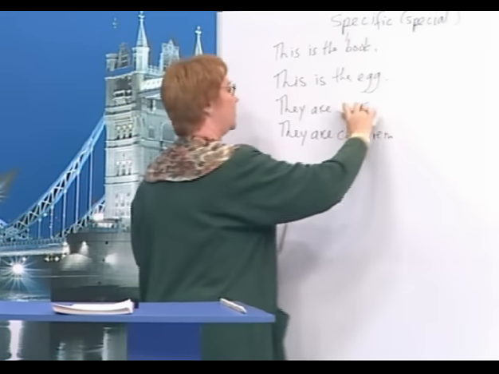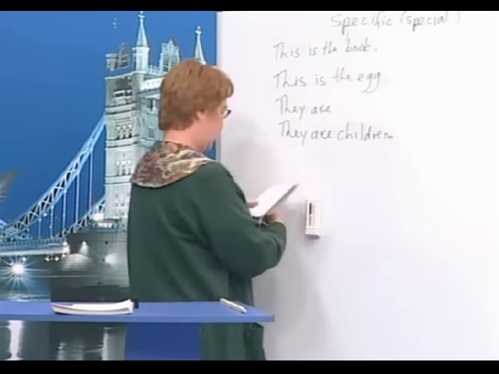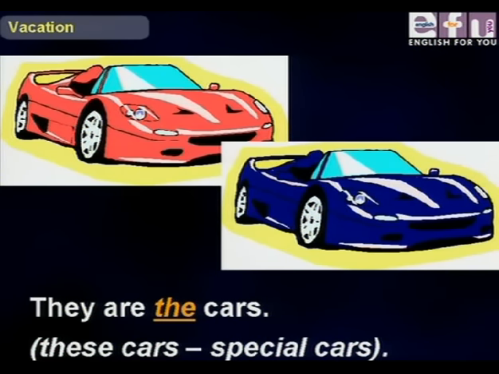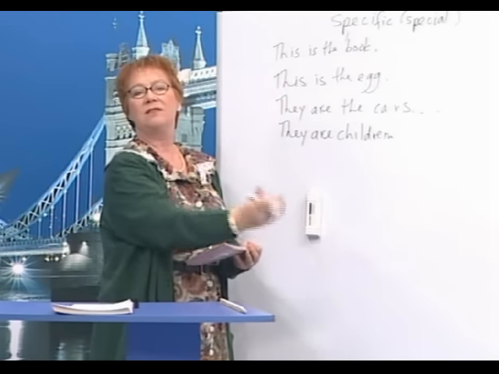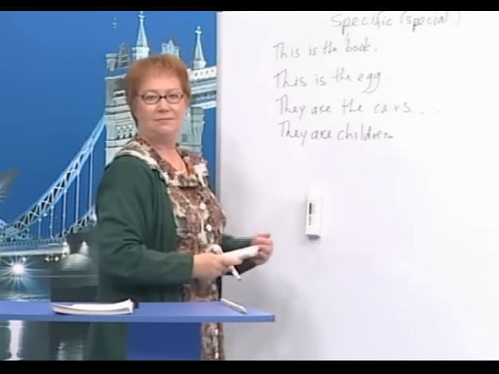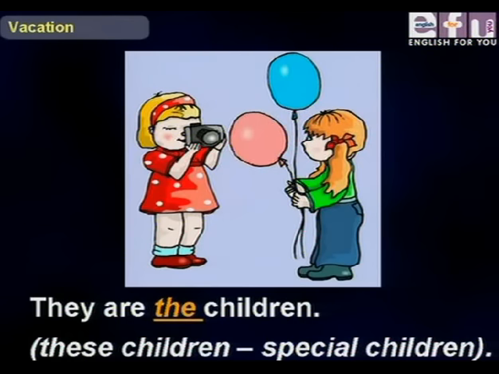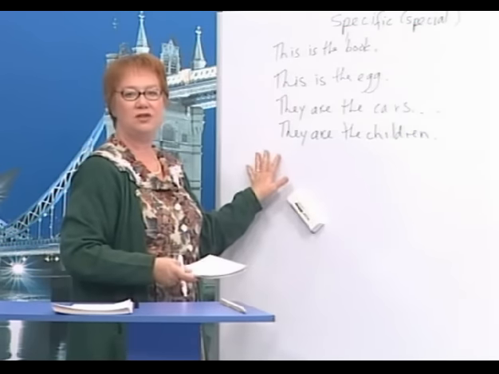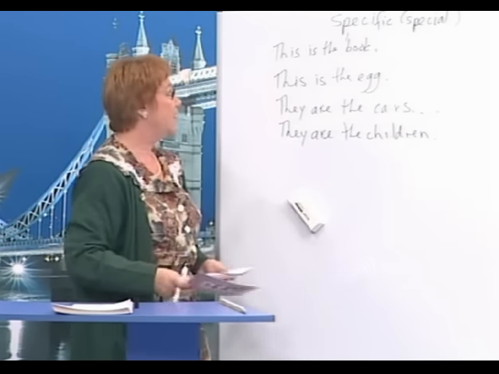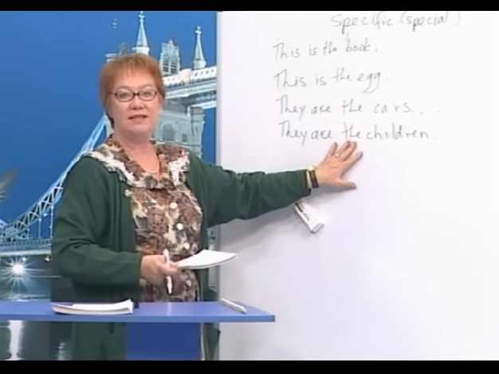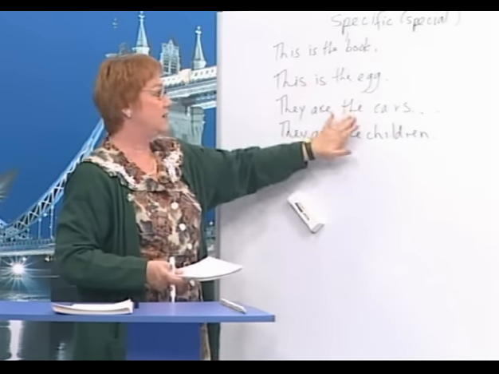Okay. Now, we have to change this one a little bit. They are the cars. Now we could put something like this. They are the cars I like. Very specific or special. And then finally, they are the children. They are the children, the special children I teach. It's a special group now. Okay? So the is used when it's very specific.